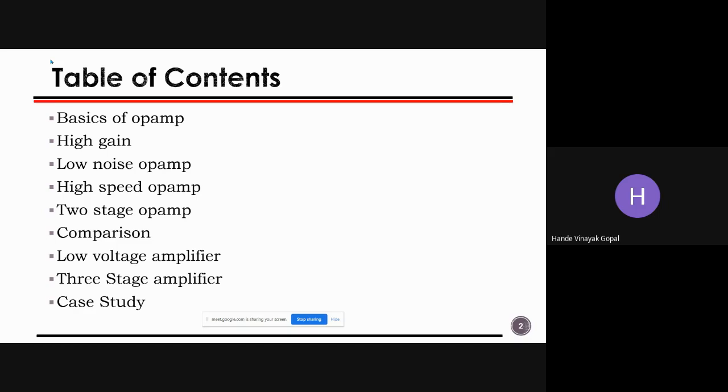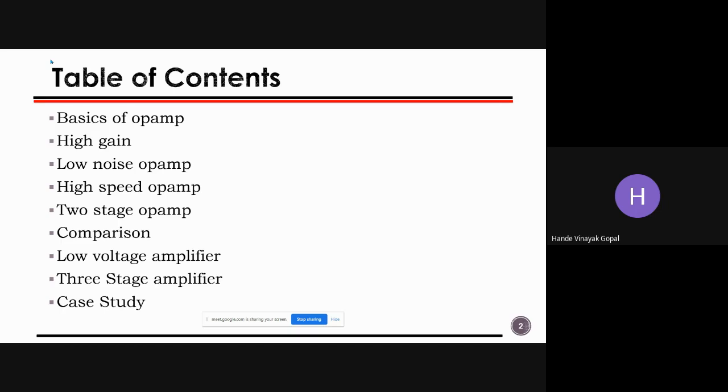Even if in this whole presentation I call it an op amp, it is a circuit with a high output impedance node. I'm not considering that I have connected a buffer at the output of the high impedance node. After that, we'll see the high gain.